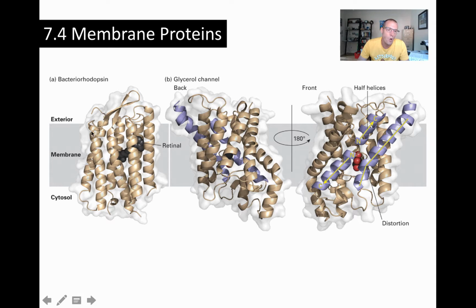So here's bacteriorhodopsin. This is a protein which certain bacteria use to capture light energy for photosynthesis, and there is a prosthetic group, retinol, which can be used to capture light energy. Another example here of a multipass transmembrane protein, glycerol channels through which glycerol can pass in and out of cells, and there you can see the helices are arranged slightly on a slant, kind of in a barrel, not unlike the beta barrel, but here the defining secondary structure feature is the alpha helix.